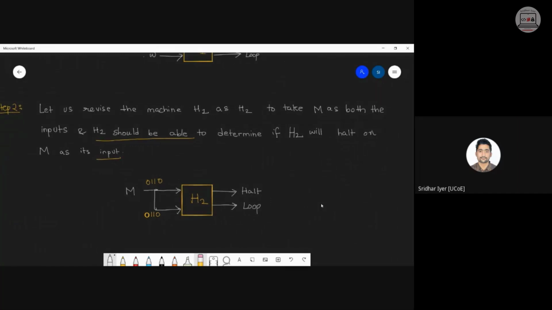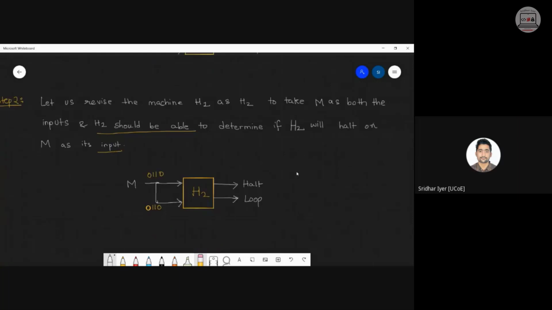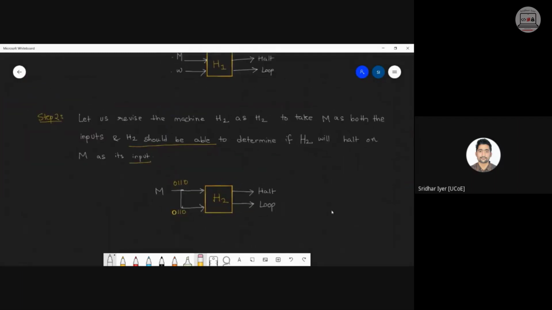It's quite similar to your previous diagram. The previous diagram had two inputs, M and W, and depending on that, we came to a conclusion whether the machine will halt or loop. Similarly, we are now changing the inputs to the same input from both channels. So now I'm giving M only as the input to H2, and depending on that, we will see whether H2 will produce halt or loop as the output. Am I clear? It's simple and straightforward. Nothing rocket science over here. Is it fine? Shall I move ahead?